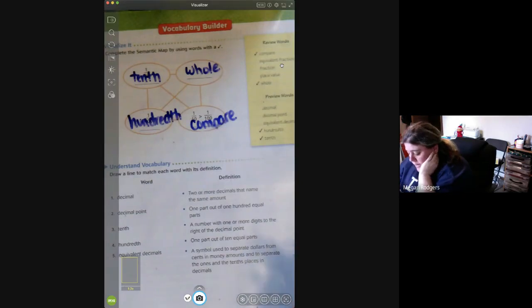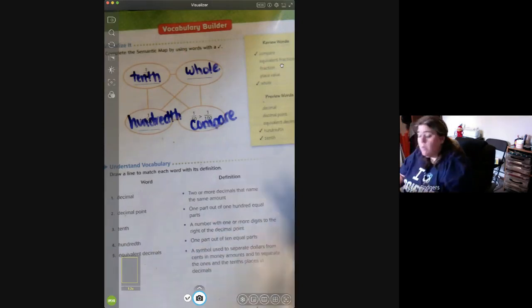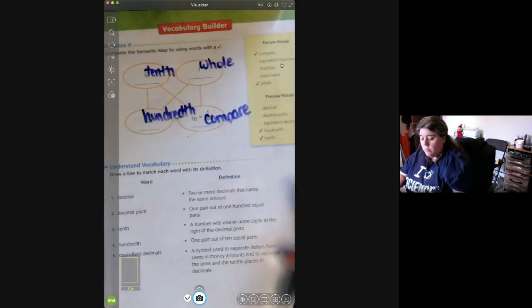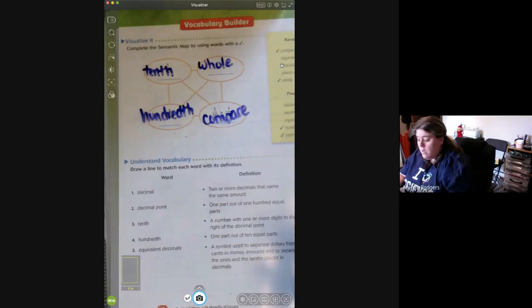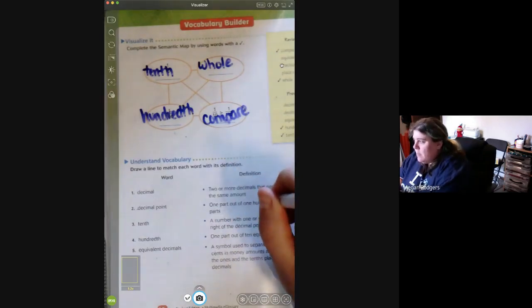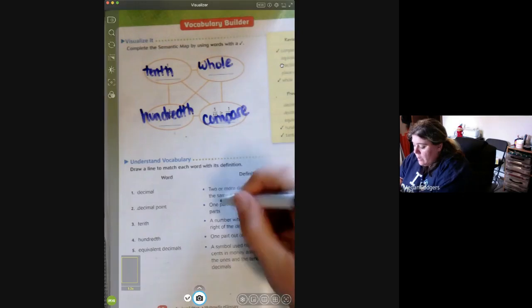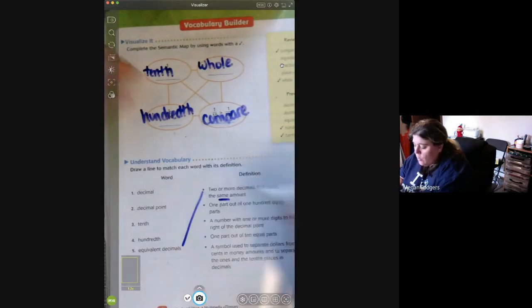All right. So now we have a handful of words and definitions. It says we have decimal, decimal point, tenth, hundredth, and equivalent decimals. So 2 or more decimals that name the same amount. Well, that clue there would be same. So that would be equivalent decimals.